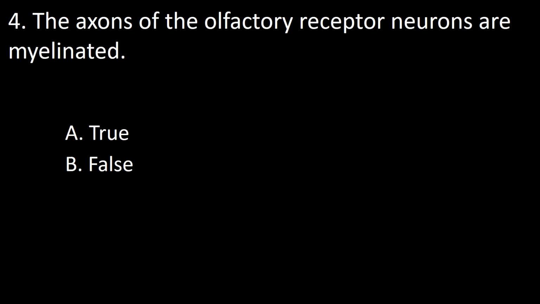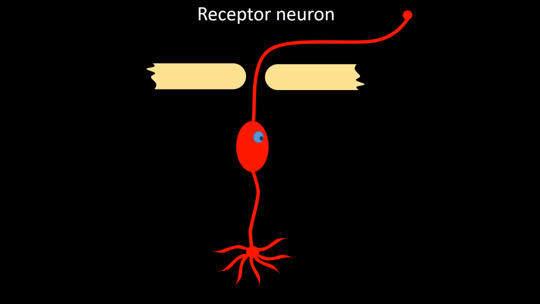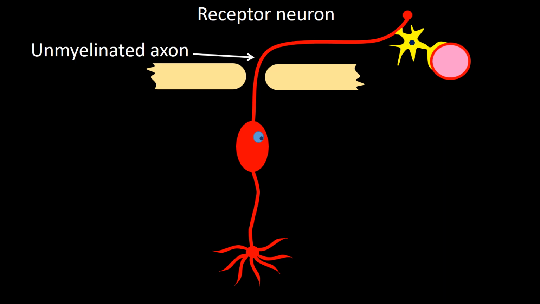Next question. The axons of the olfactory receptor neurons are myelinated. A true, B false. I have now brought back the prior diagram of the neurons and glomeruli to highlight a single olfactory neuron, isolate it and enlarge it. I have now added a glial cell above the cribriform plate in the bulb and a vessel. I am now indicating the axon of the olfactory receptor neuron.